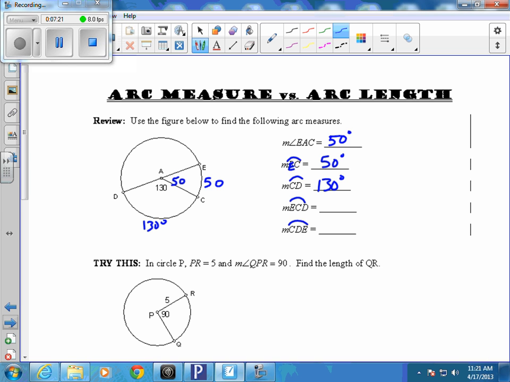How about major arc ECD? That would be the sum of arc EC and CD. So 50 and 130 actually gives me a semicircle, 180 degrees.